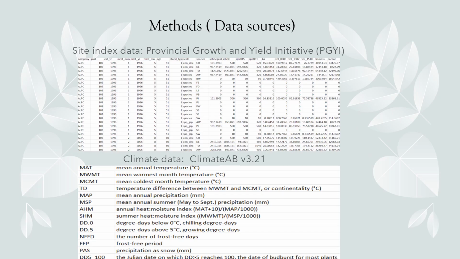First, let's talk about my data sources. My site index data comes from the Provincial Growth and Yield Initiative. It is a dataset that collects data on tree growth through the repeated measurement of permanent sample plots. And my climate data comes from ClimateAB. I used 14 climate variables in total, and here is a table showing the full names and the acronyms.